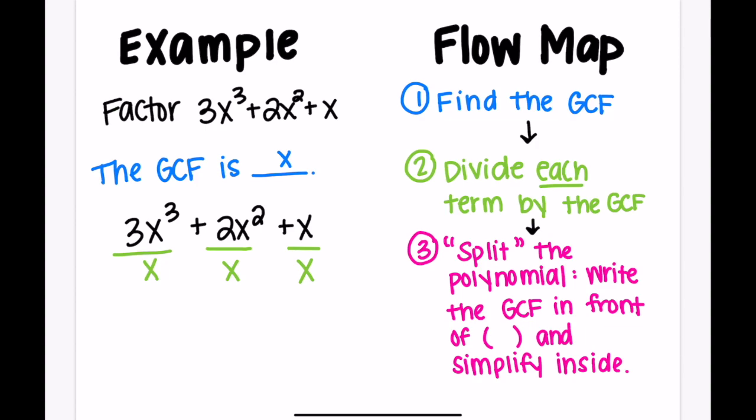Okay, now we're going to split our parentheses, and our GCF is going to go in front. Now we simplify. So if I had x to the third, and I'm taking 1 away, that would leave me with x to the second power. X squared divided by x, I'm taking one of those exponents away, so that would be plus, whoops, I forgot my 3 in the front there. That would be 2x. And then x divided by x is 1, so plus 1.